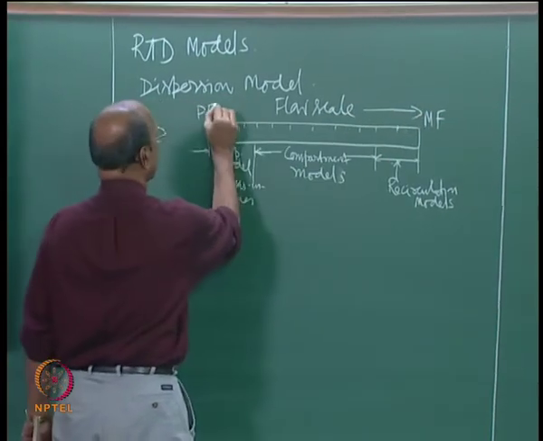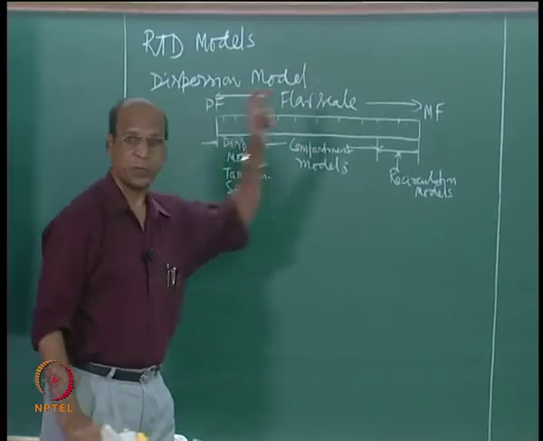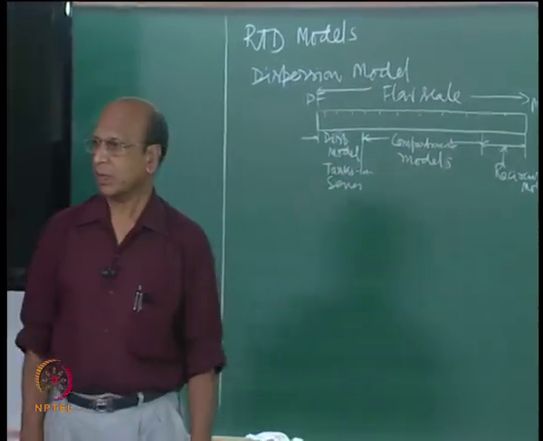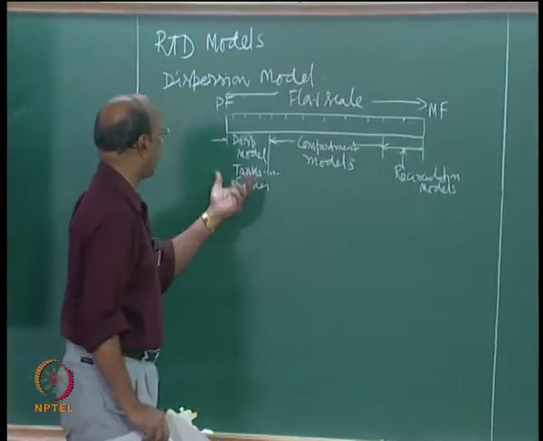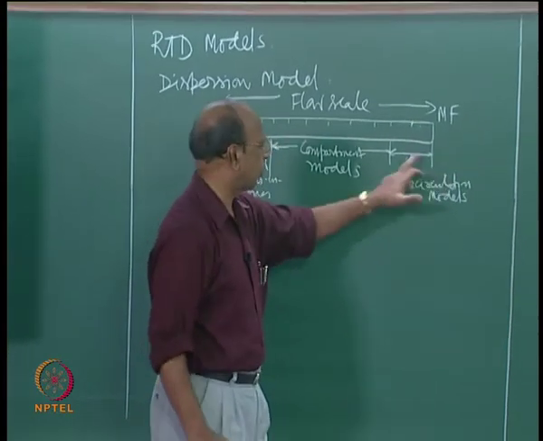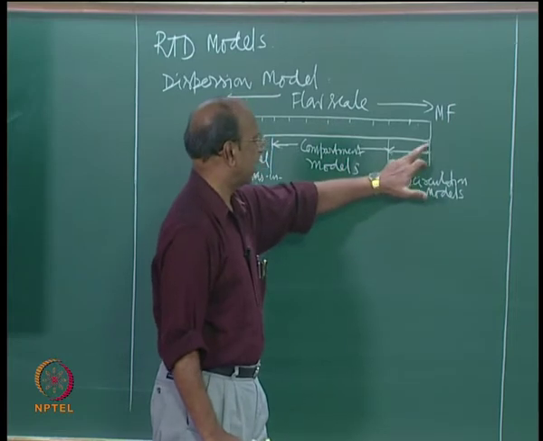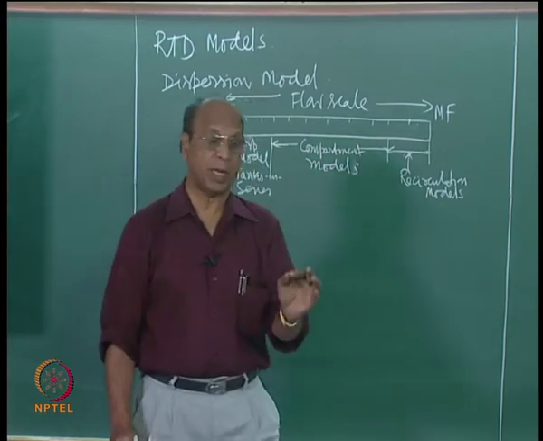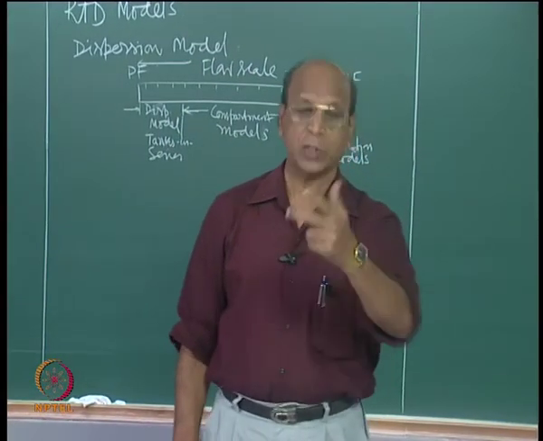Our flow scale is not like laminar or turbulent, but this flow scale is from PF to MF, mixed flow to plug flow, right. In between you have models very near to plug flow, or very close to mixed flow, and here recirculation is a general name. But at this point, when I have a single tank, I may have to use, for example, dead space, depending on the type of response I get.